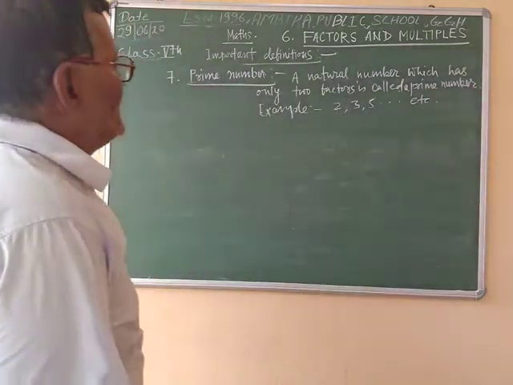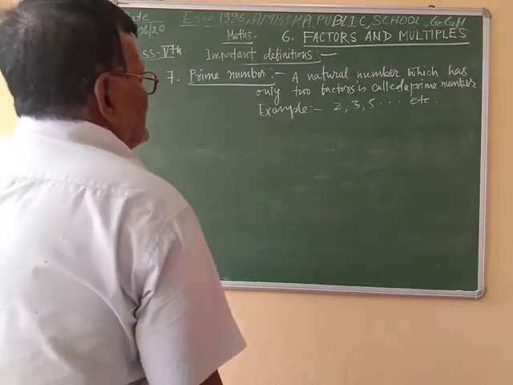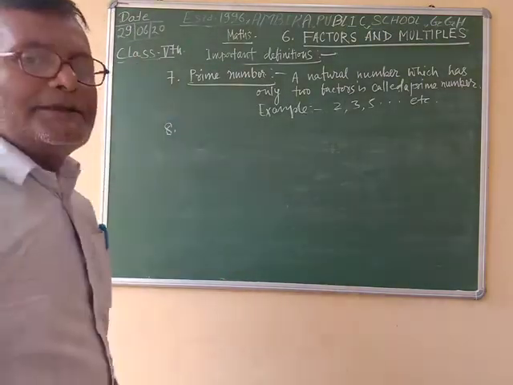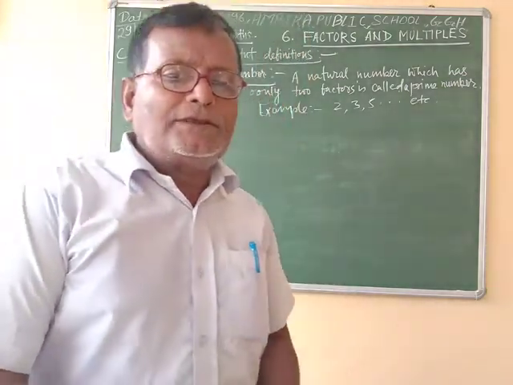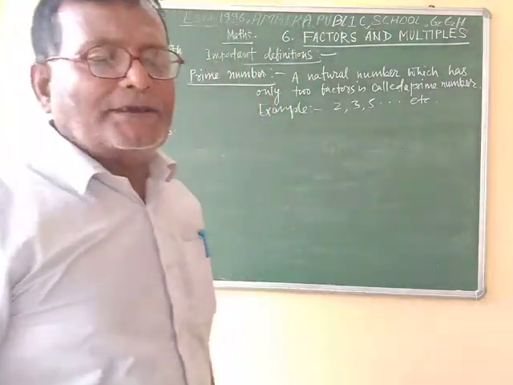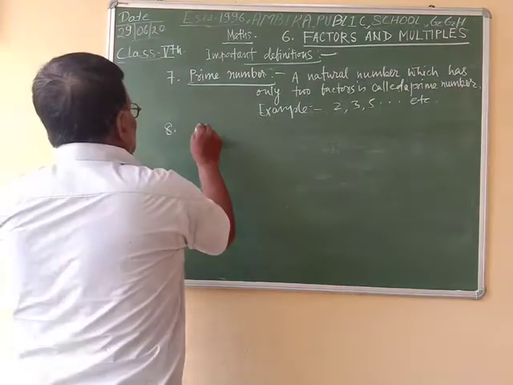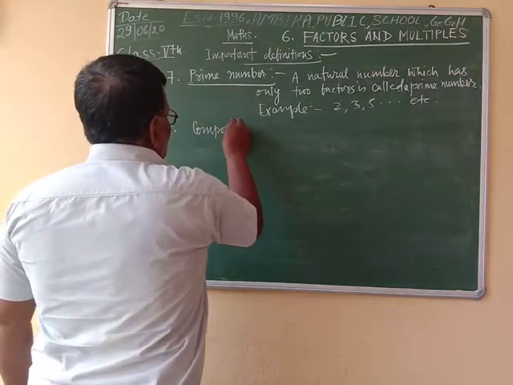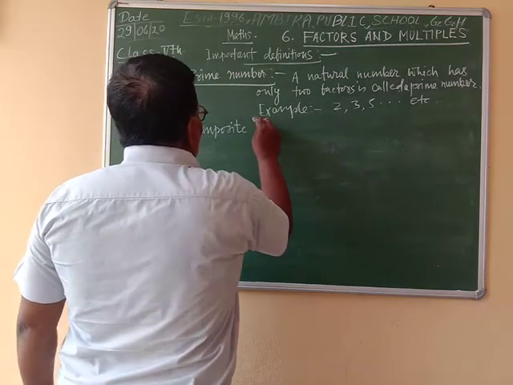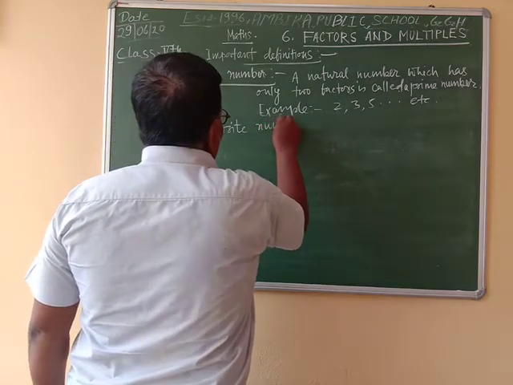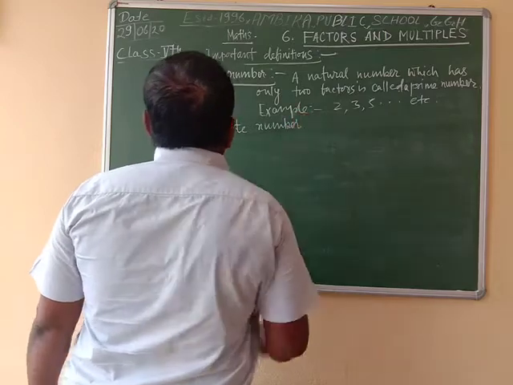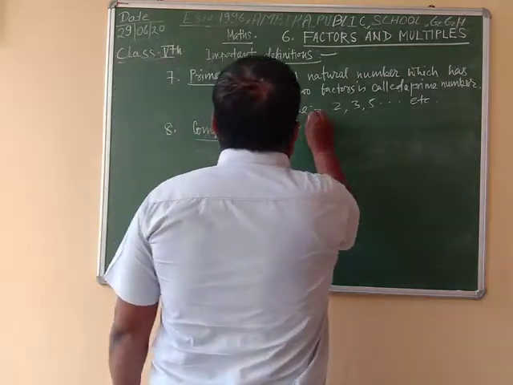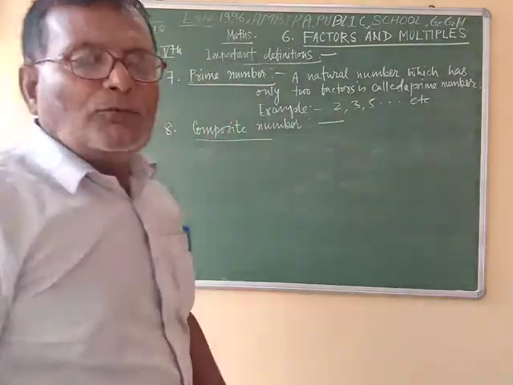A natural number which has only two factors is called a prime number, and next is a composite number. A natural number which has more than two factors. Composite number means यौगिक संख्या. Composite number, prime number, अभाज्य संख्या in Hindi. A composite number is a natural number which has more than two factors.